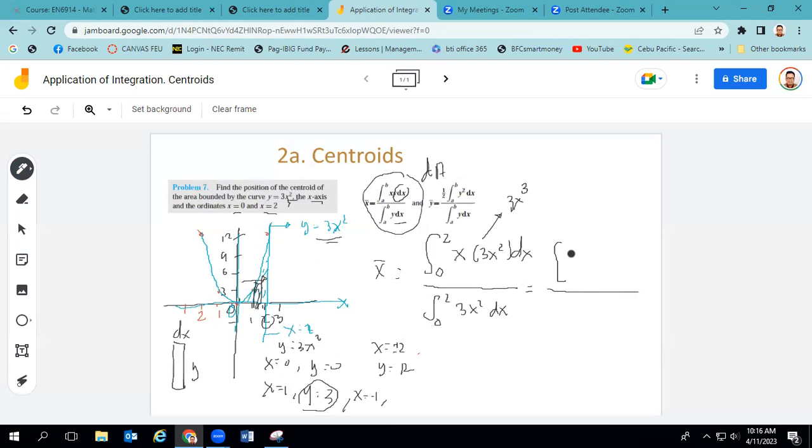So you can have 3x cubed, 3 plus 1 becomes 4, and then you have 4 from 0 to 2. And then this one, you have 3x, from 2 plus 1 becomes 3, over 3, 0 to 2. This one will cancel out. So x bar, you have this one. I could just isolate 3/4, but it's okay.